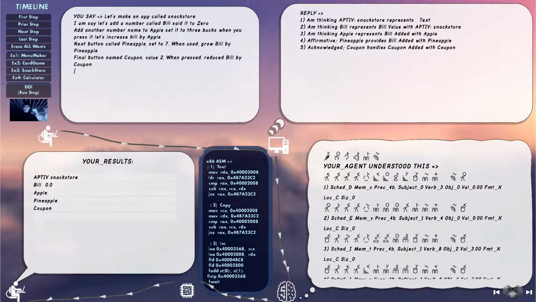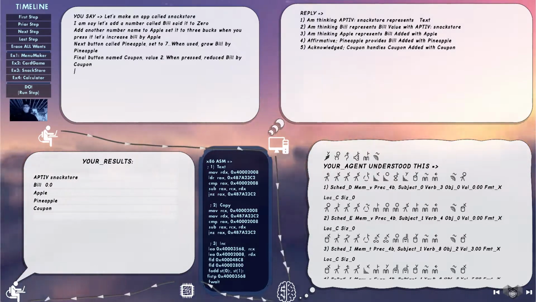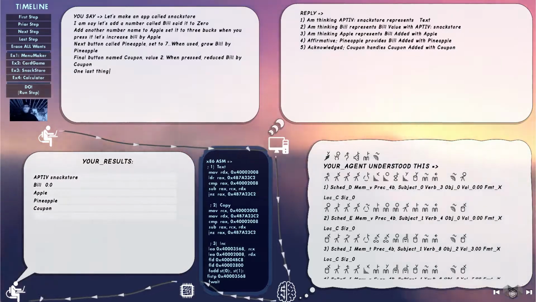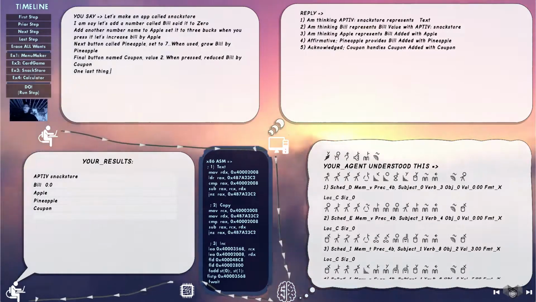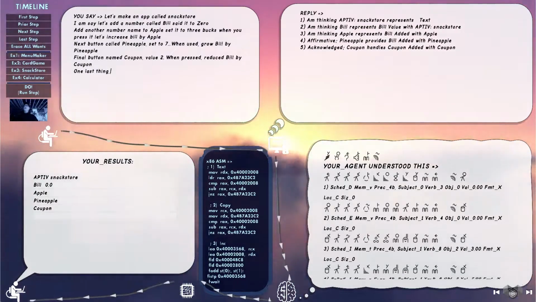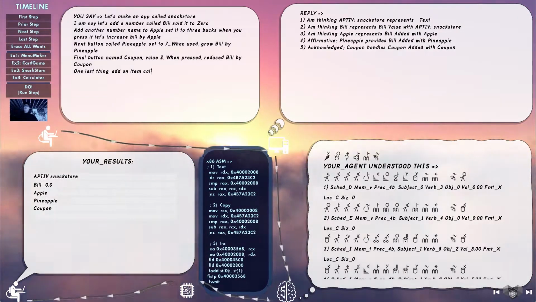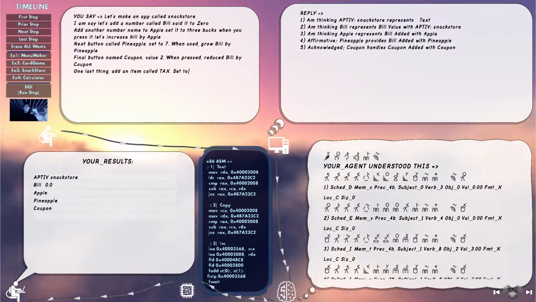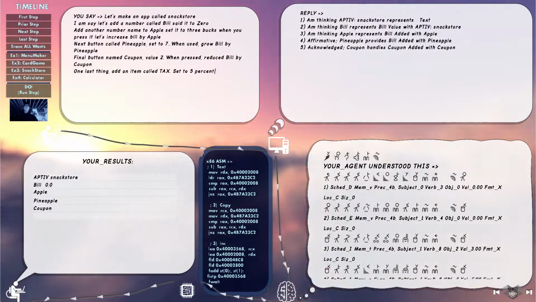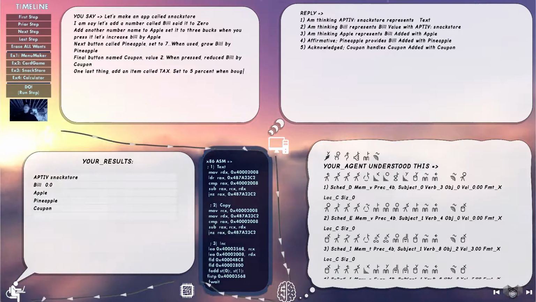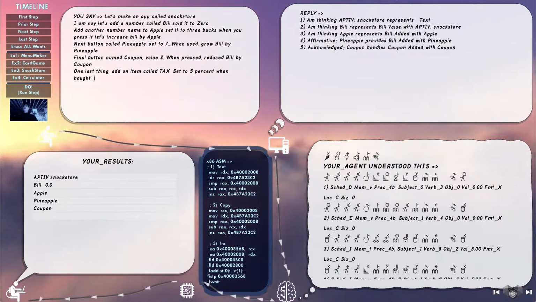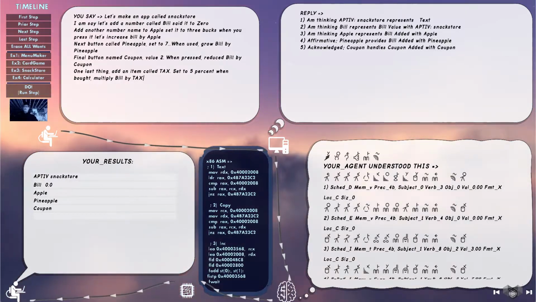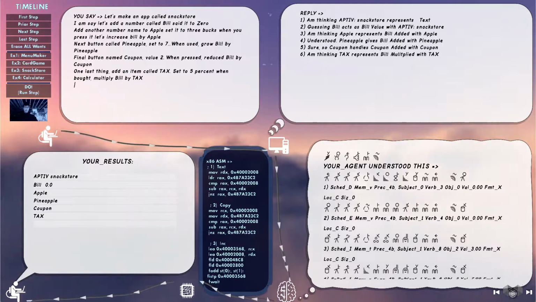Let's add tax, because there's very few sales places in the world that avoid that. So one last thing. So we have some sloppy English, that's going to be parsed into a different symbol down here. Add an item called tax. Let's give it full caps. Set to 5%. When bought, multiply bill by tax.